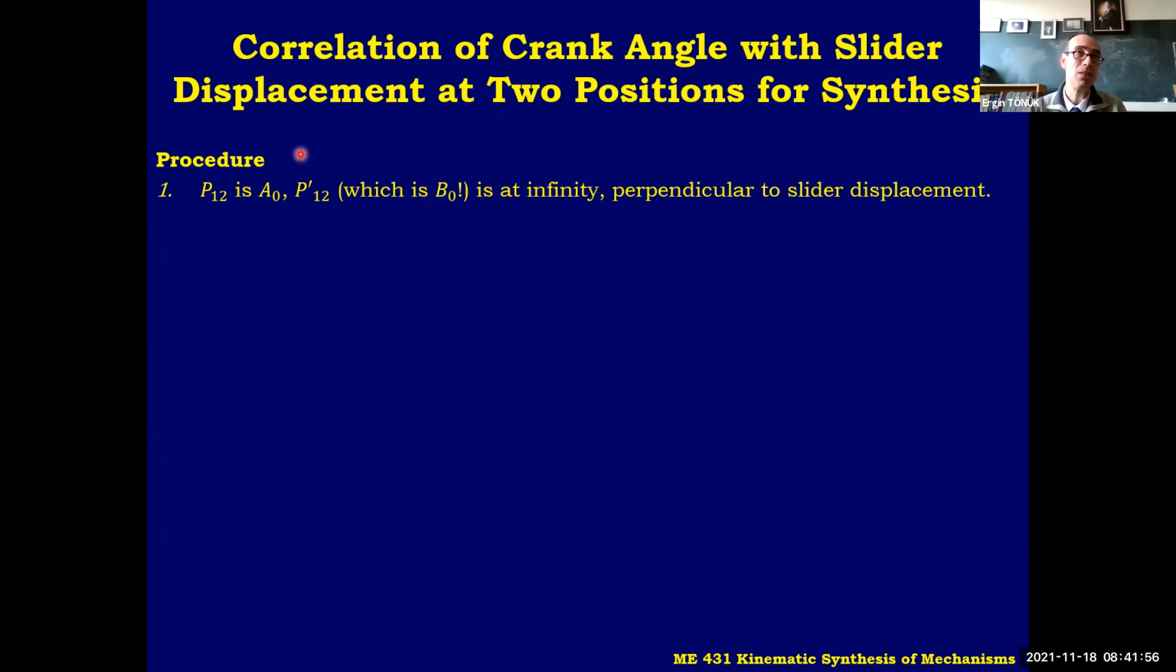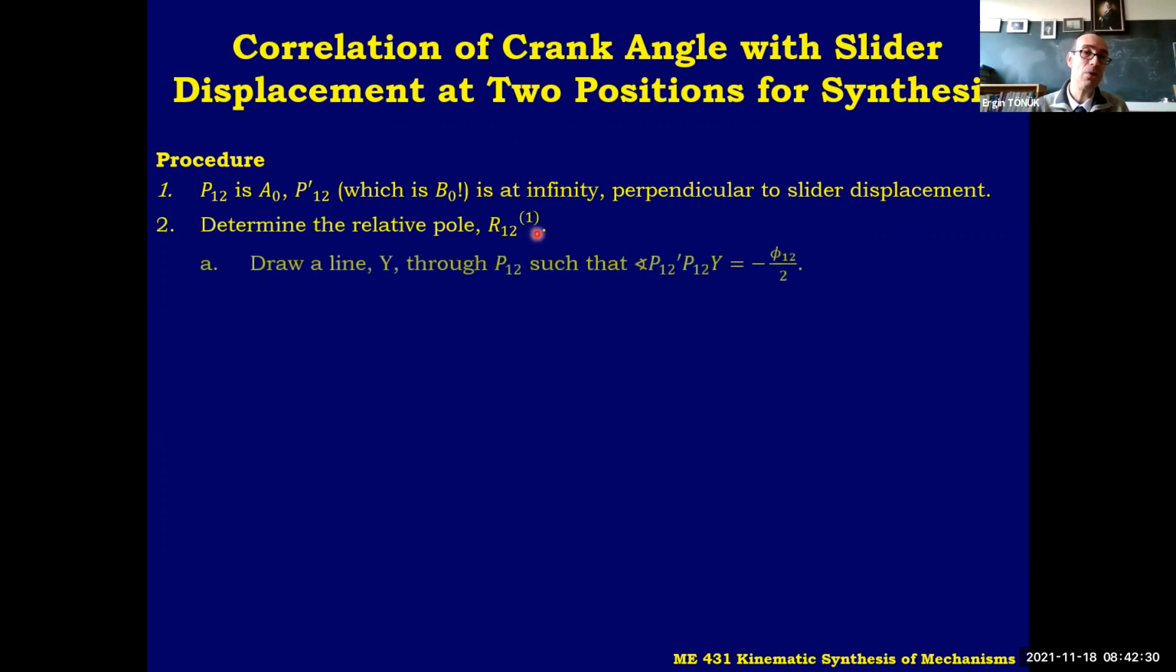So this procedure is exactly the same as the first procedure we had seen for correlation of two crank angles. The only difference is B0 is at infinity, and I'm going to show how this is done, including determination of the relative pole as well, okay? So actually it is identical when you take B0 at infinity to procedure 1. So we have to determine the relative pole, and its determination is the same as for the crank.